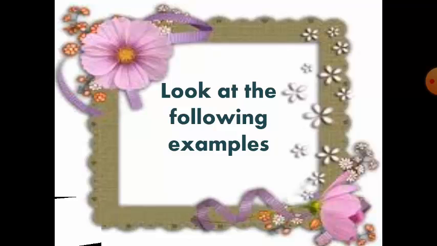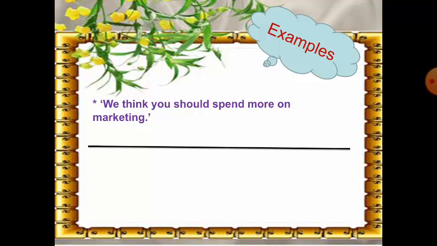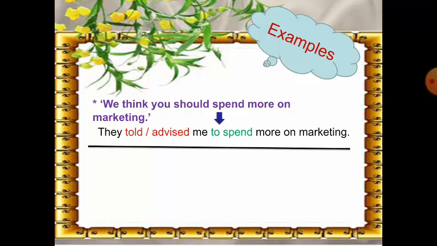Look at the following examples. The first example, we think you should spend more on marketing. We can report this advice by using different structures. The first way, they advised me to spend more on marketing, by using the verbs told and advised, followed by object pronoun and to plus infinitive or infinitive with to.